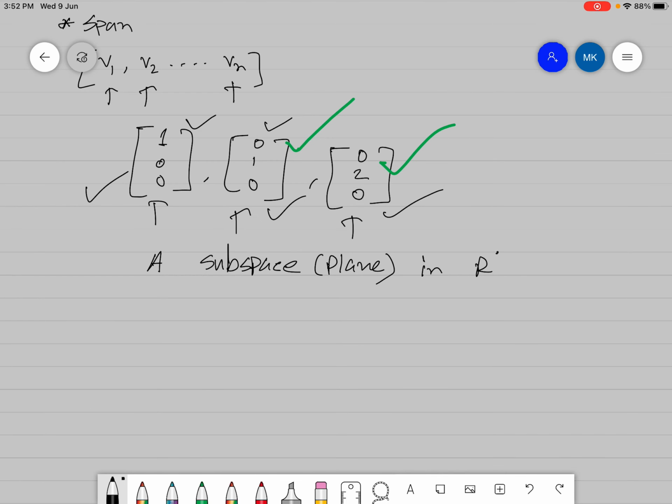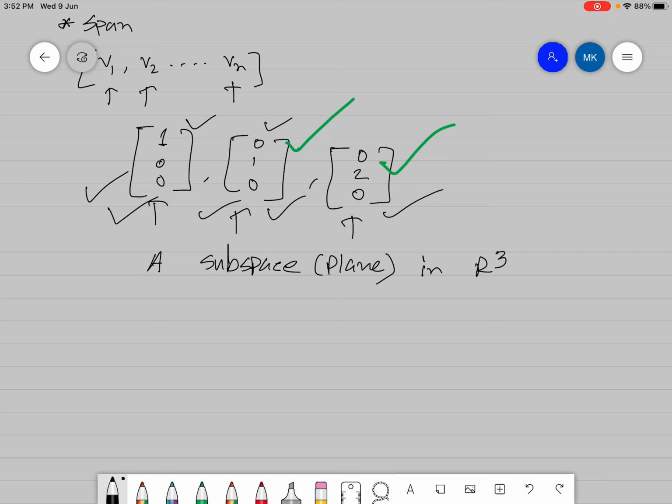If you had only these two vectors. All right. So this is the main idea of spanning a space. When you have vectors, let's say v1, v2 up to vn, they can span a space, which means the space consists of all the combinations of those vectors.